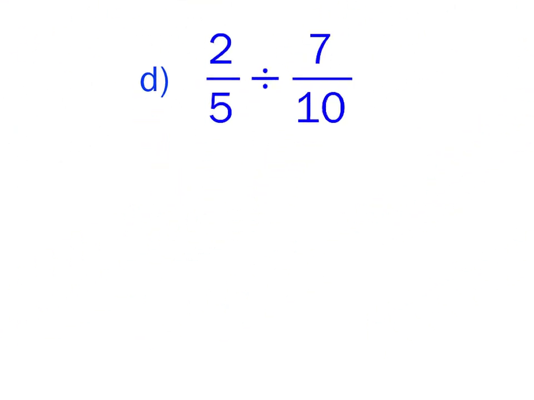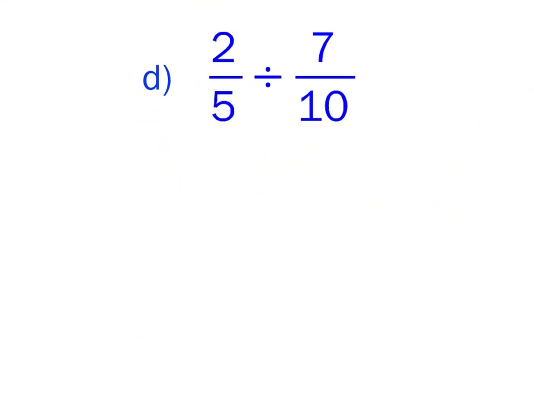Okay, next question. 2/5 divided by 7/10. How would we rewrite that? 2/5 times 10/7. Great, and what do we get? 20/35.